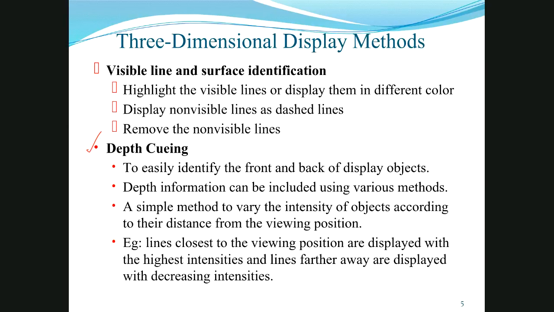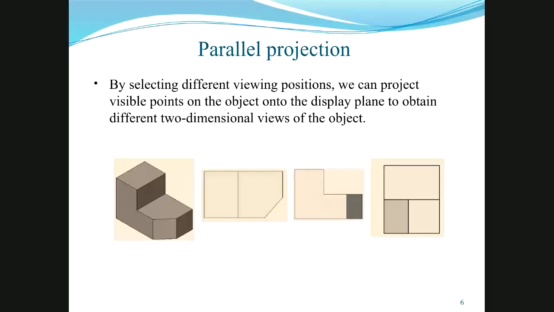Then coming to an example of parallel projection. See, this is a combination of lines. This is one object, this is one object, this is one object, this is one object. Like this we can show our objects in parallel projection.